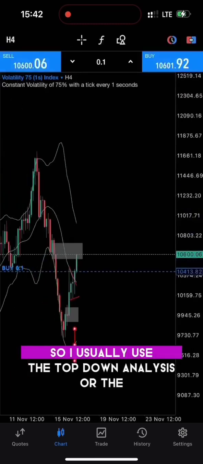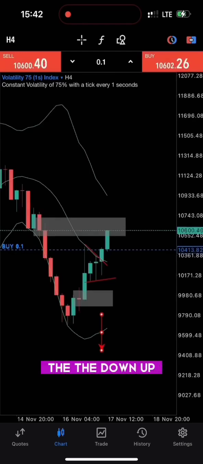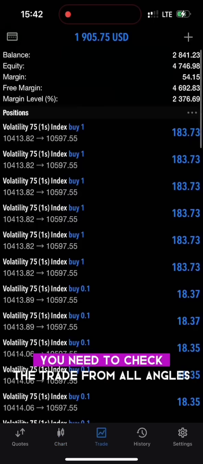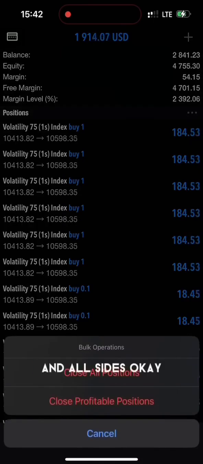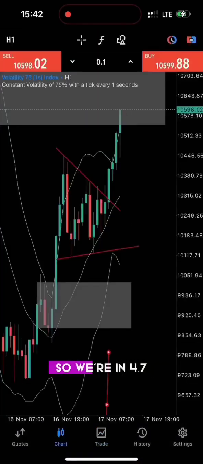So I usually use the top down analysis or the down up, I don't know which. They all work. You need to check the trade from all angles and all sides. Okay, so I'll close now. So we are in 4.7.